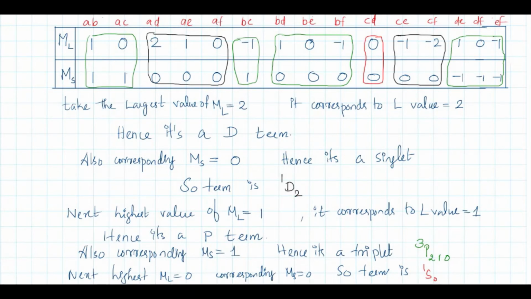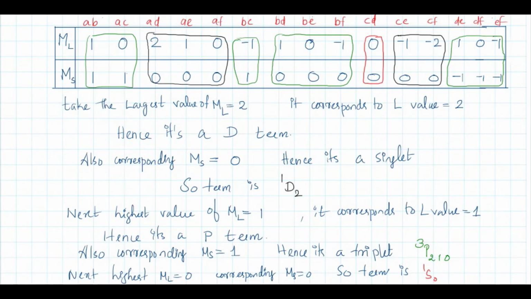And for 1D2, since it is a D term, there will be a total of 5 members. So the members are 2, 1, 0, minus 1, minus 2. This black box and this black box constitute this 1D2 term. 2, 1, 0, minus 1, minus 2 with all MS equal to 0. So it is the 1D2 term. Now you avoid these black boxes and consider the remaining terms.